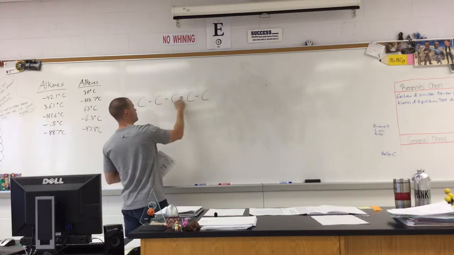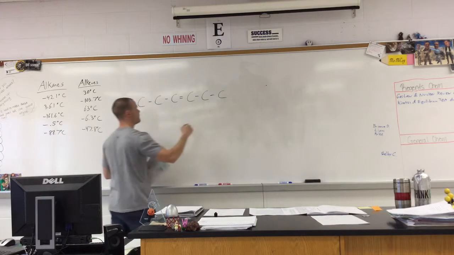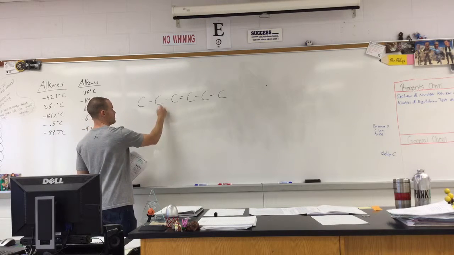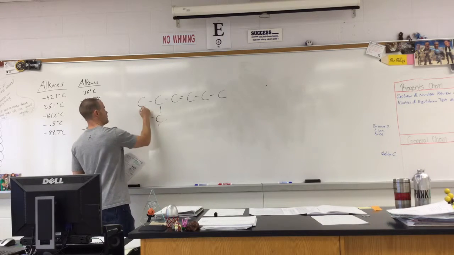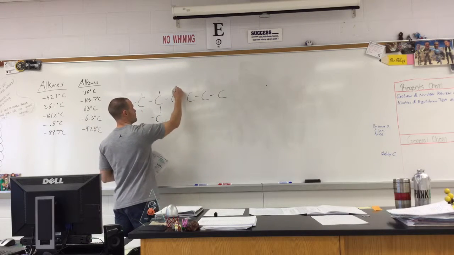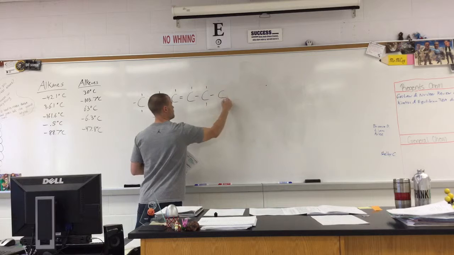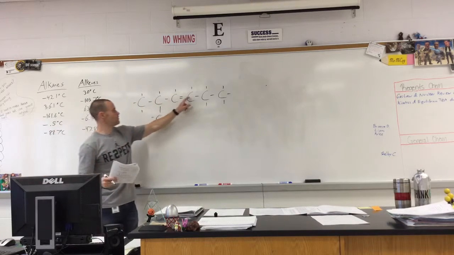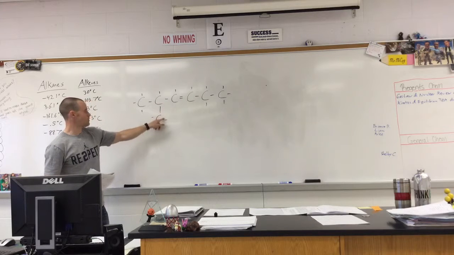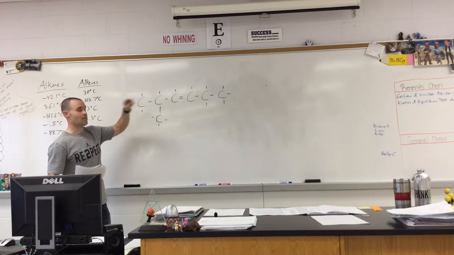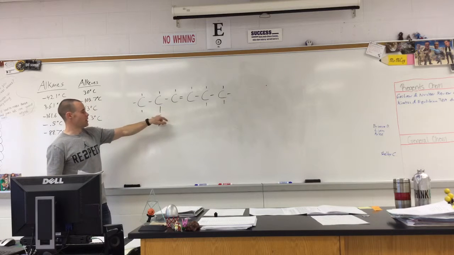Let's see, 1, 2, 3, 4, 5, 6. And we're going to put a C here. All right, so go ahead and draw that. So you've got 1, 2, 3, 4, 5, 6 carbons. You've got a carbon coming off the second, well, may or may not be the second one, but off of this carbon you have this carbon branched off, okay?